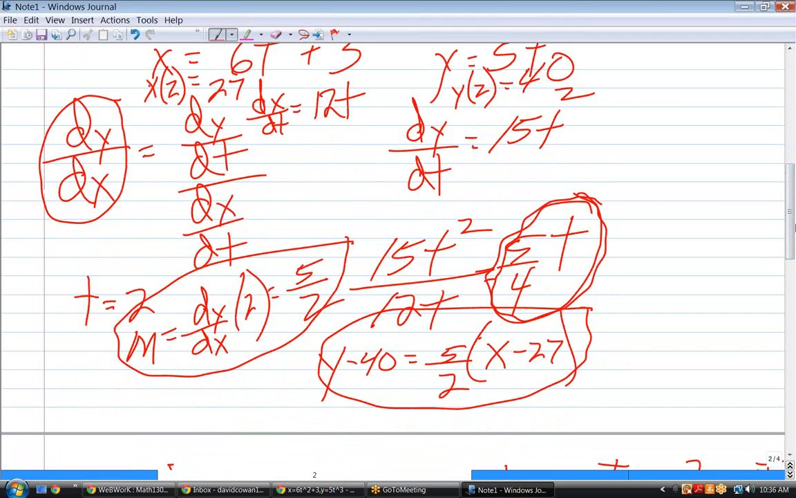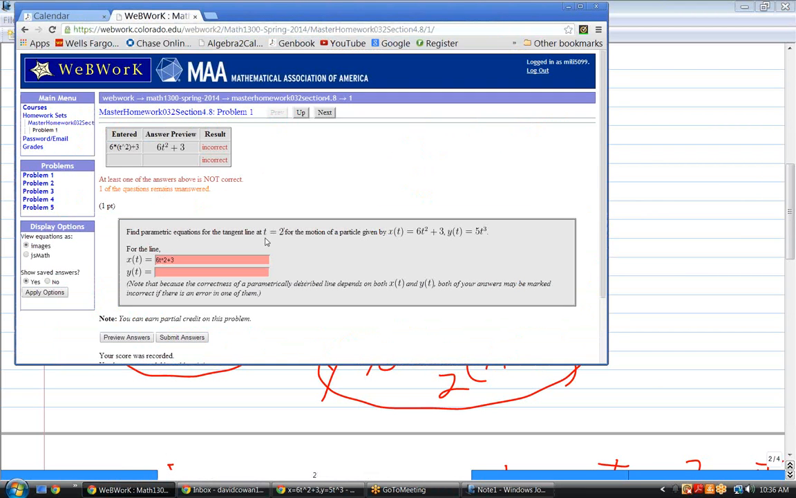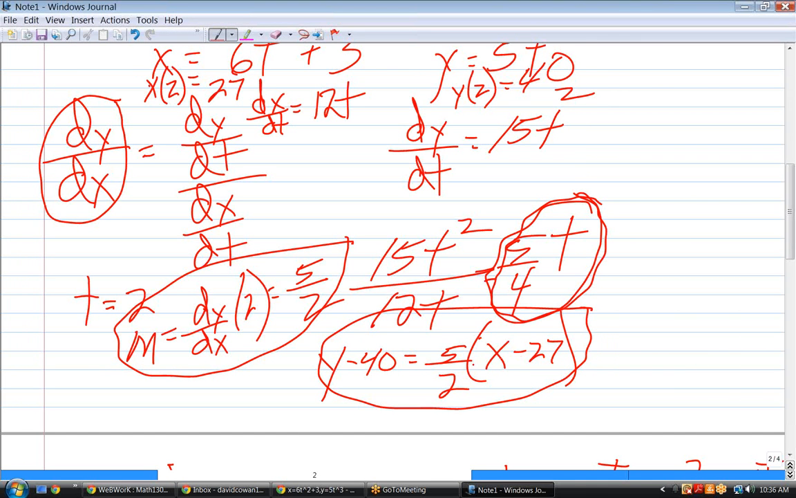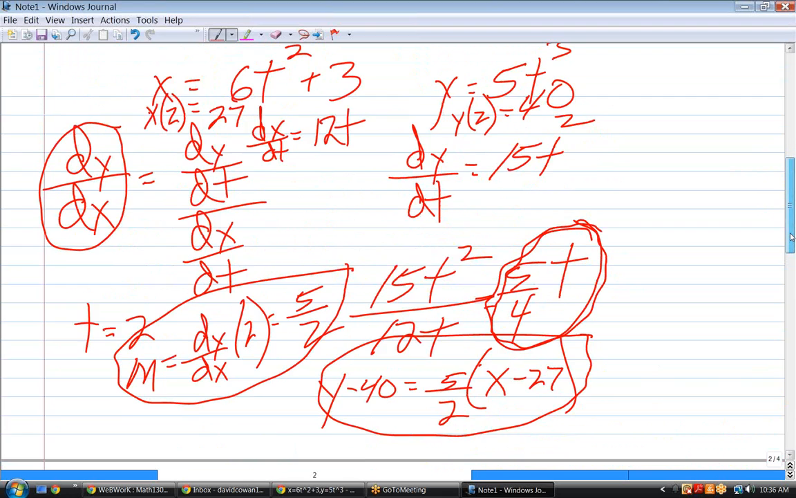We need a function of x. We need x to be a function of t, but I don't get the question. Why? Find the parametric equations for the tangent line. So, okay, what we found was the xy equation for the tangent line. What I have circled here is the xy equation for the tangent line. Okay, I think I know what to do. I think I understand it now.